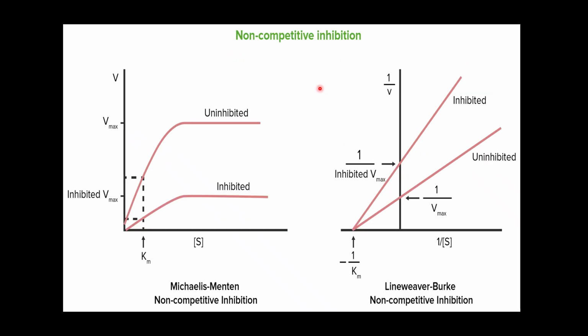This is non-competitive inhibition. In the Michaelis Menten graph, we can see that the Vmax decreases in the presence of a non-competitive inhibitor, but Km remains the same. So negative 1 by Km also remains the same, but since Vmax decreases, 1 by Vmax increases.